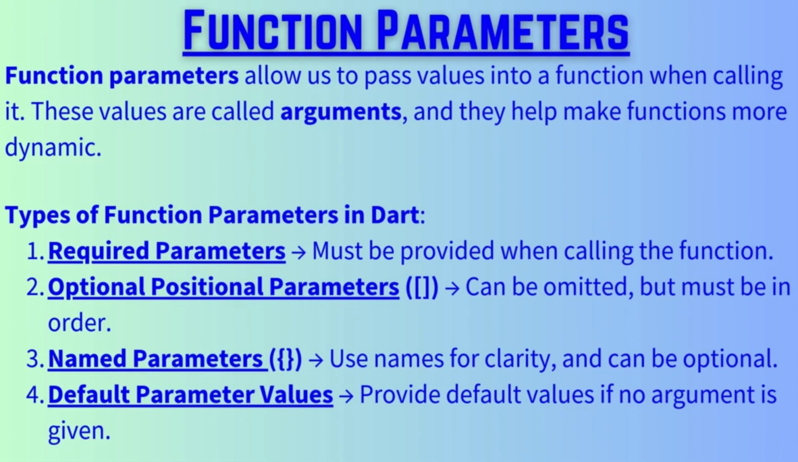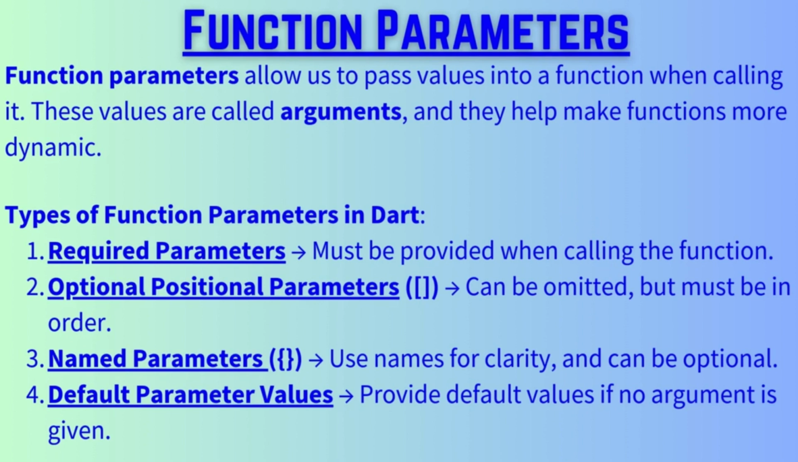Now, let's dive deeper into function parameters and understand how they make functions more flexible. Function parameters allow us to pass values into a function when calling it. These values are called arguments, and they help us avoid hard-coding values inside a function. Instead, we can pass different values each time we call it, making the function more dynamic and reusable.